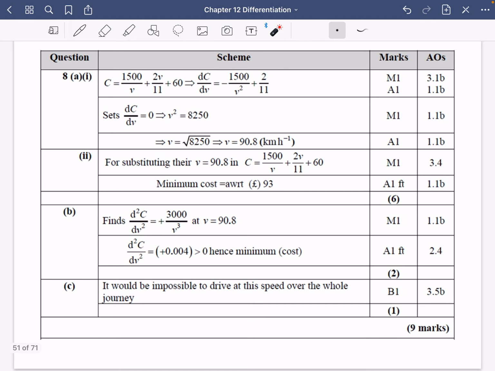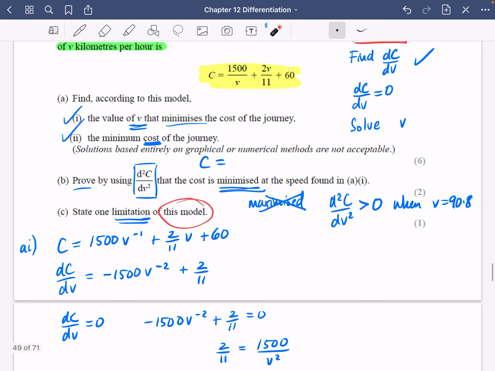Okay, I'm going to do some other ones on a separate video which require an extra step at the beginning to come up with the formula that I've got here.